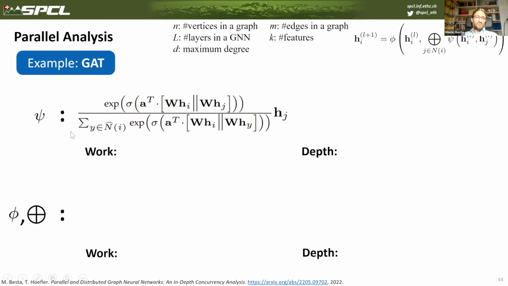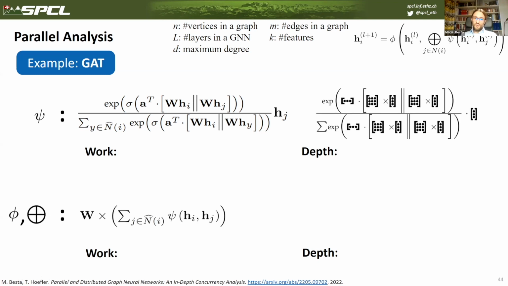So allow me not to go into details of what this expression actually is doing, because that's not really the most important part. That's really the established GAT model expression. What is really important is the compute pattern of this expression, right? So here we also have the expression for the phi and the aggregation, and also the corresponding compute pattern. And you can see that the compute pattern for the psi function is also quite complicated, right? So we need to do all these matrix multiplications, matrix vector multiplications, concatenations, dot products, and exponentiations.